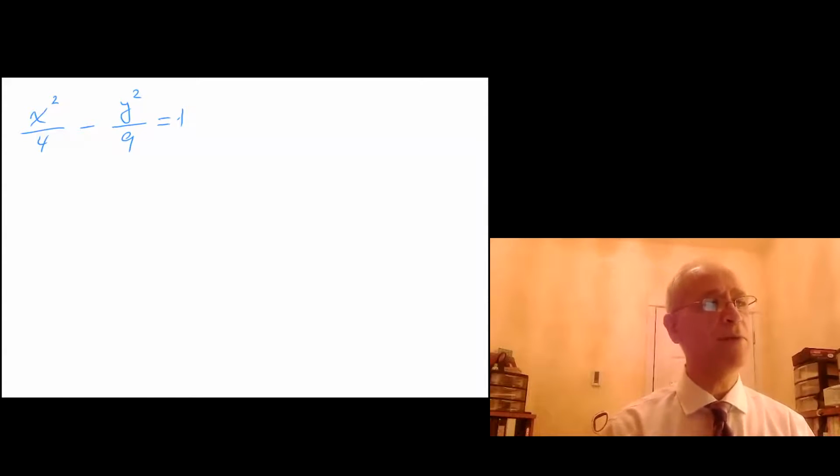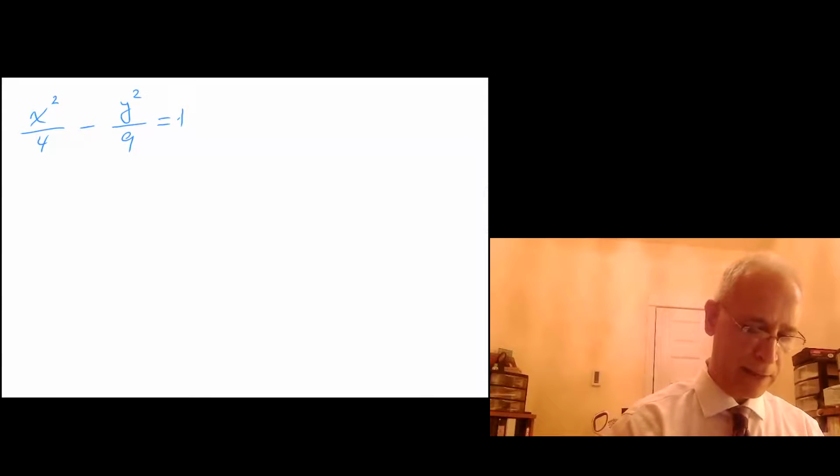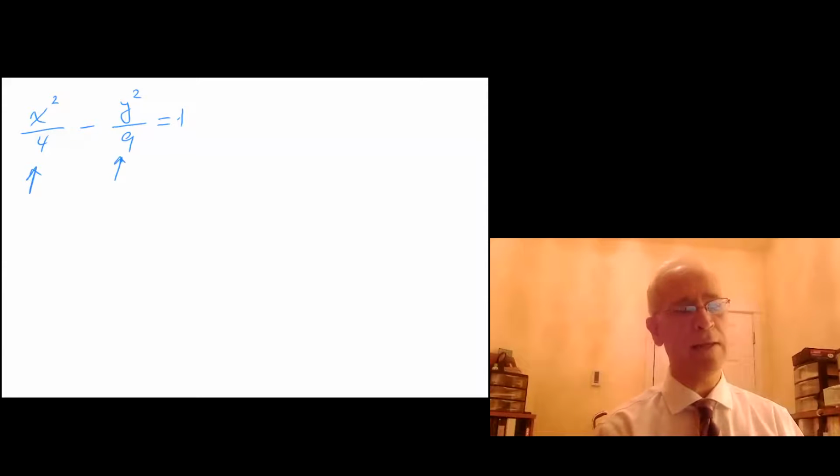Hello, Math 142. Let's graph this hyperbola and find as much information as possible about it. So first of all, I'm noticing that x to the second is positive and y to the second is negative. What does that tell me? That tells me that the transverse axis is the x-axis. What does it mean? It's opening to the left and right.